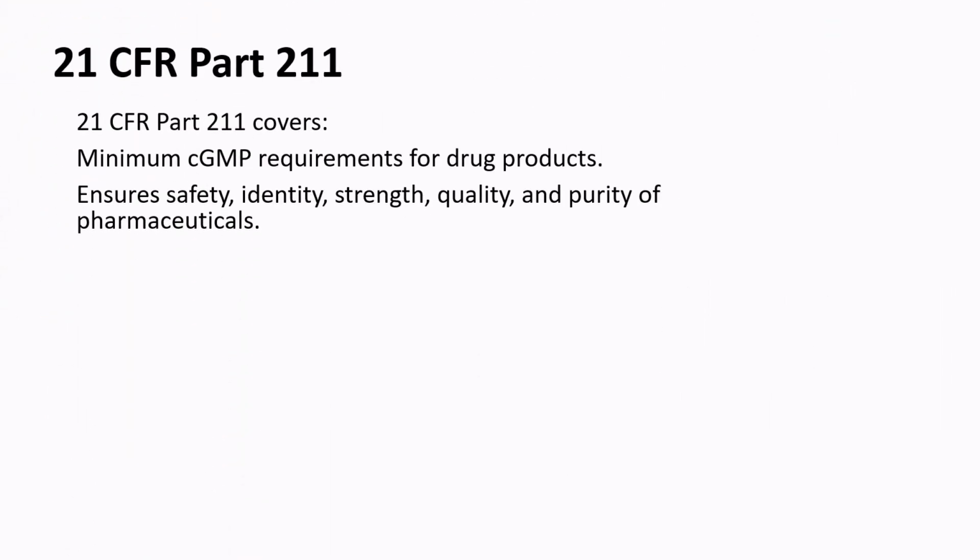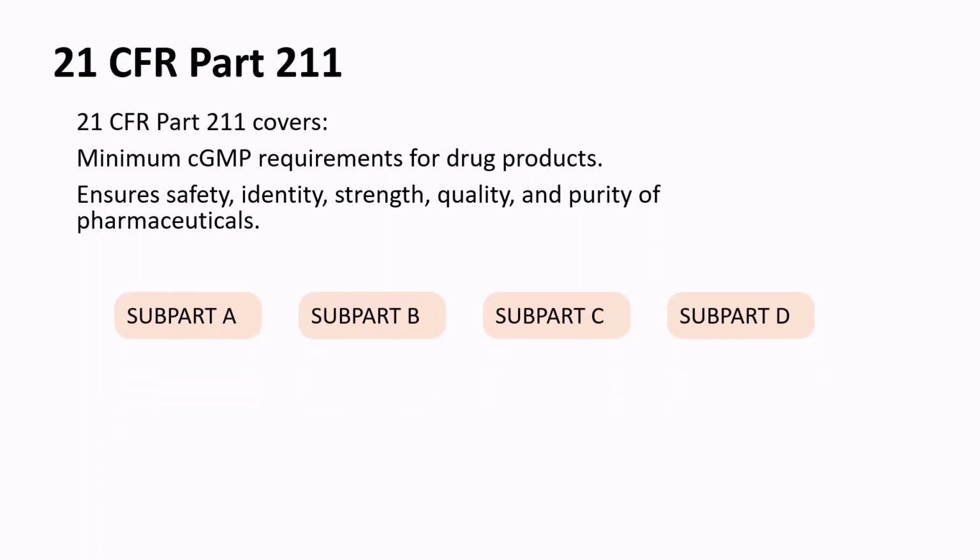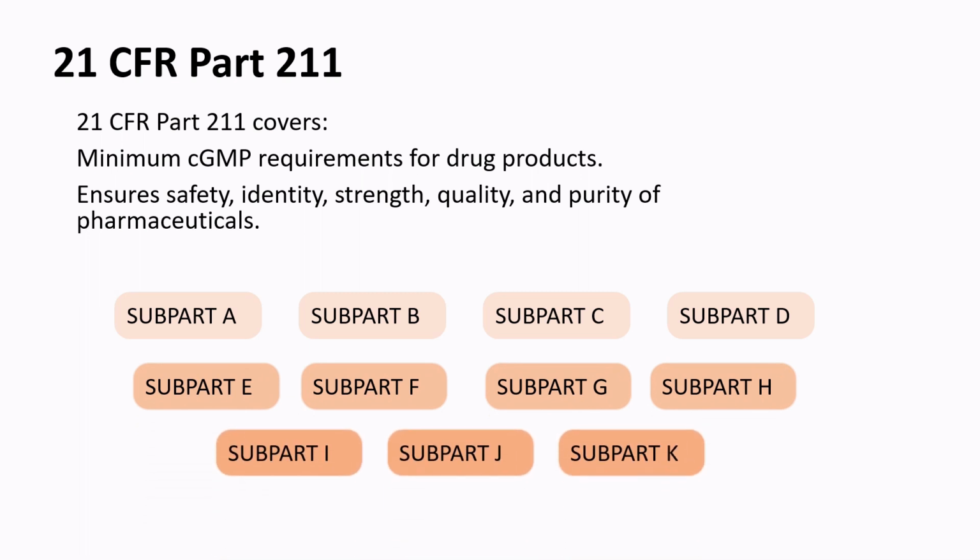21 CFR Part 211 Overview. 21 CFR Part 211, also known as the Current Good Manufacturing Practice, cGMP, for finished pharmaceuticals, is a set of rules and regulations established by the U.S. Food and Drug Administration, FDA, that outlines the minimum quality requirements for manufacturing, processing, packing, and storing of pharmaceutical drugs.